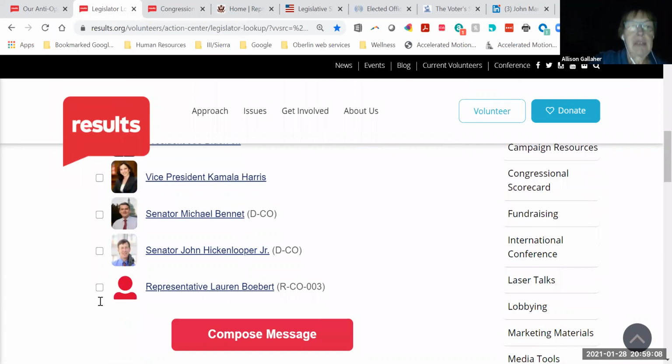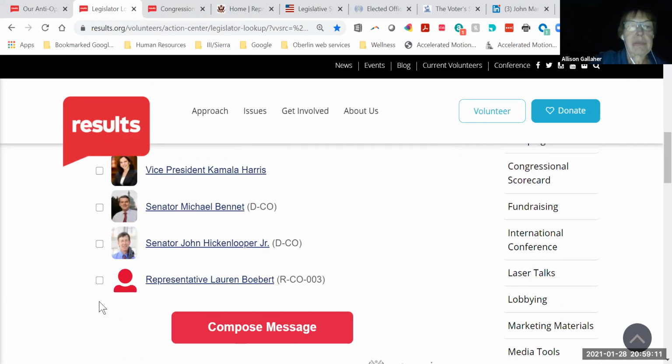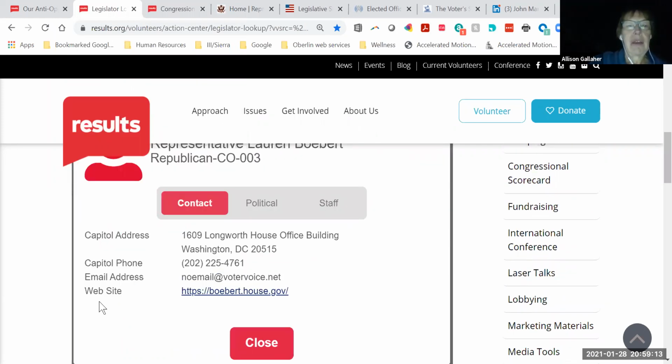Here she is. And email address, no email. No district office list, no district offices listed, no social media listed. There's not even a personal tab. The personal tab is completely missing.